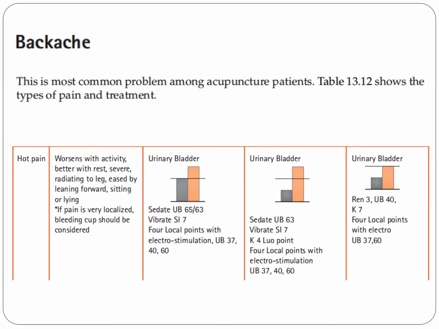And the last one, you have a very chronic yin deficiency of the urinary bladder. So we have to use REN 3, bladder 40, kidney 7, four local points with electrostimulation, bladder 37 and 60.